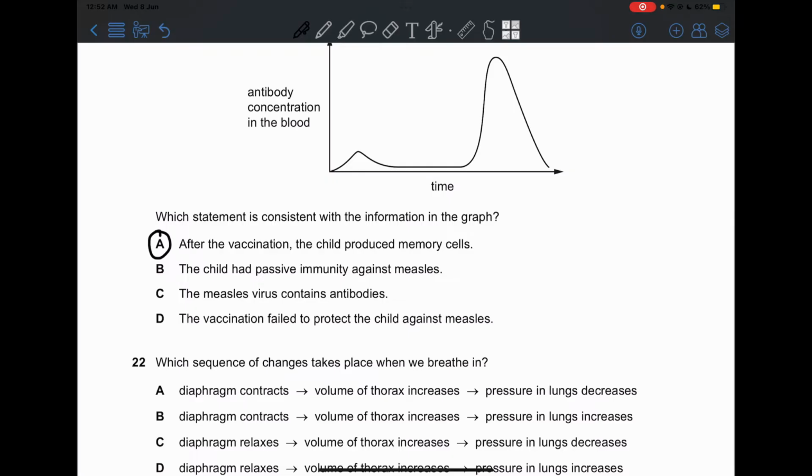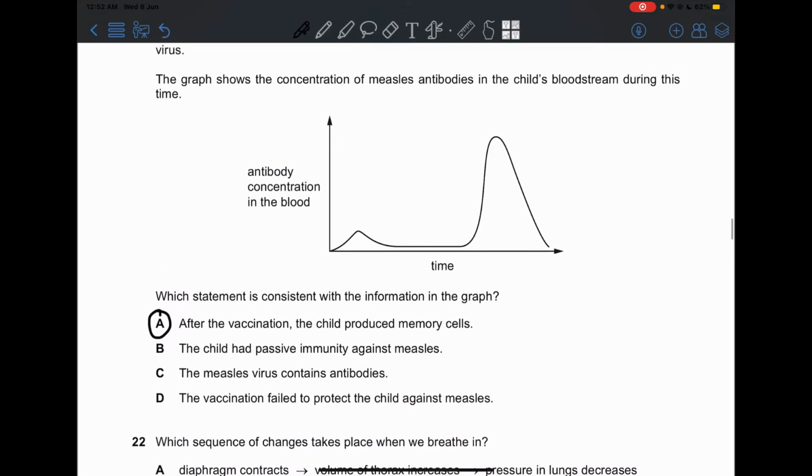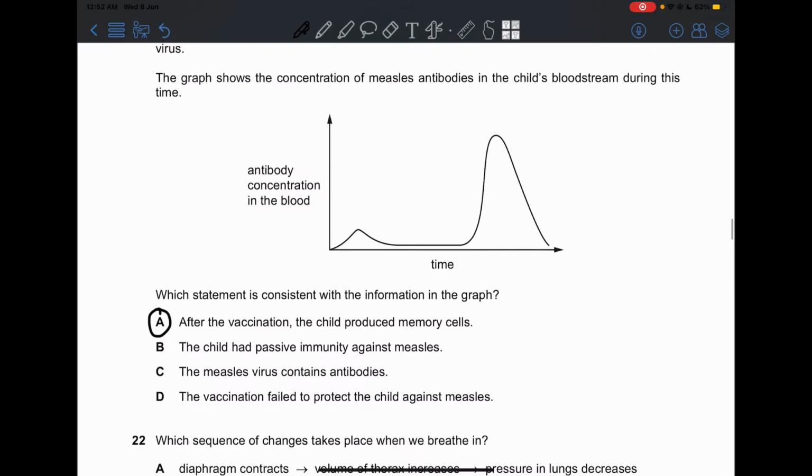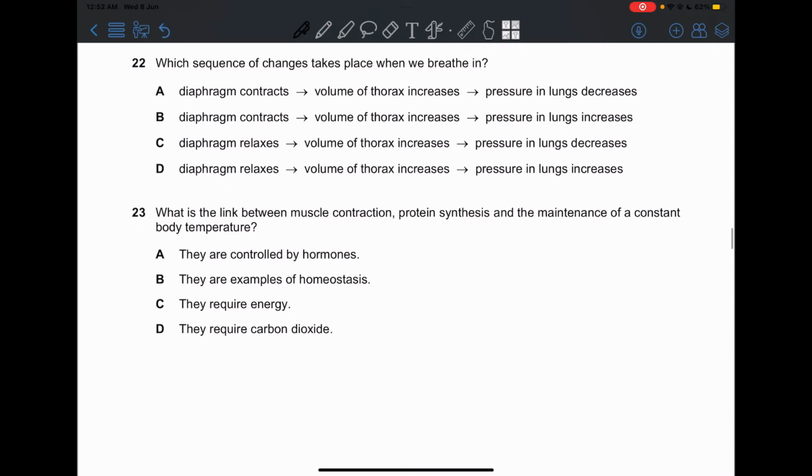And D said that the vaccination failed to protect the child. Now this is incorrect because at the end of the time over here there was a very high antibody concentration in the blood. So it protected the child and it produced antibodies to destroy the bacteria and destroy the virus. So it indeed protected the child. 22. Which sequence of changes takes place when we breathe in?